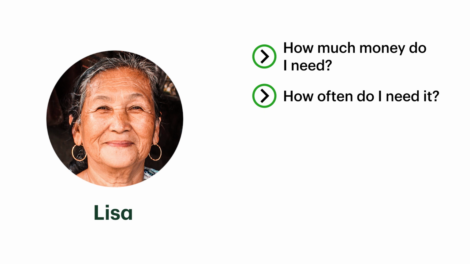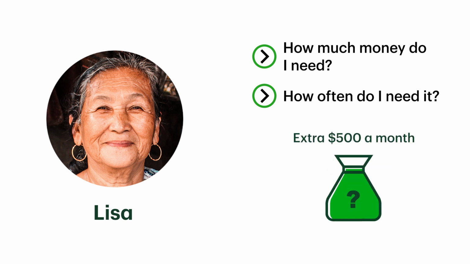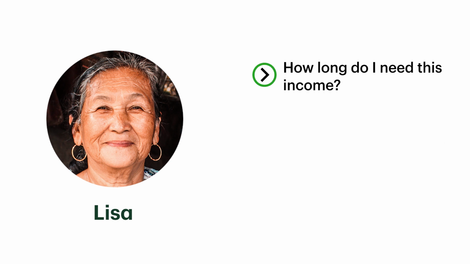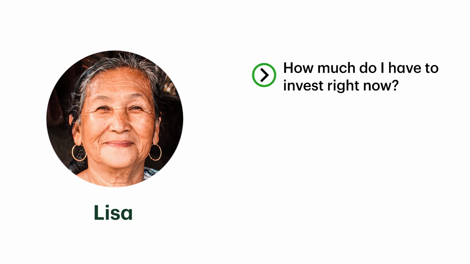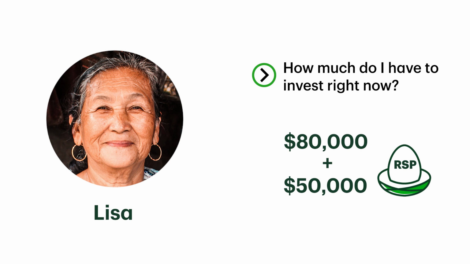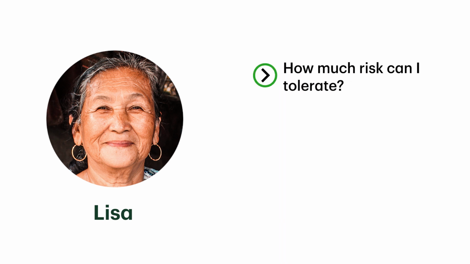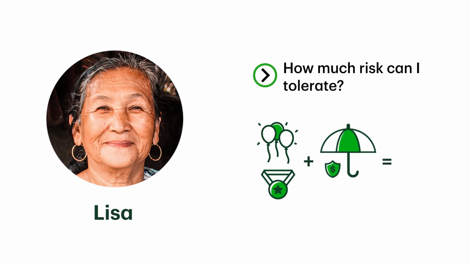How much money does she need, and how often does she need it? After she goes through her budget, she estimates that she needs an extra $500 a month on top of her pension. How long does she need this income? She thinks her lifestyle and budget won't change over the next 10 years. How much does she have to invest right now? She'll invest the inheritance of $80,000 plus the $50,000 in her RSP. How much risk can she tolerate? Lisa needs this income because she wants to retire, but she also wants to minimize losses to what she has now. Because of this, her risk tolerance is low.